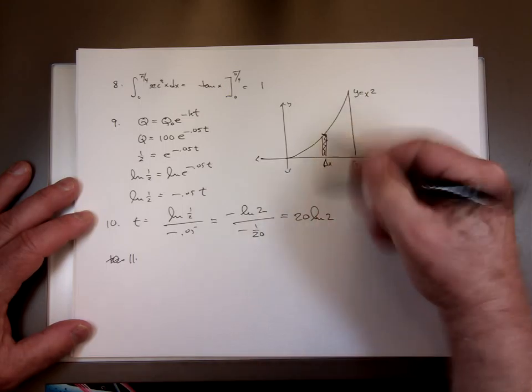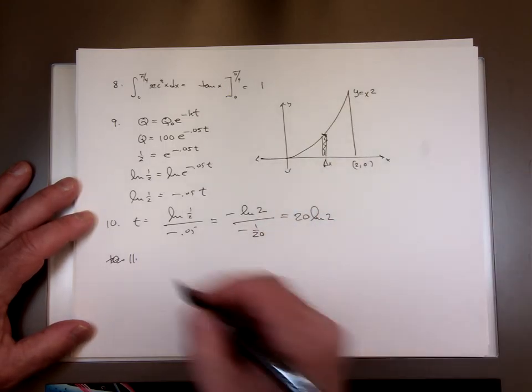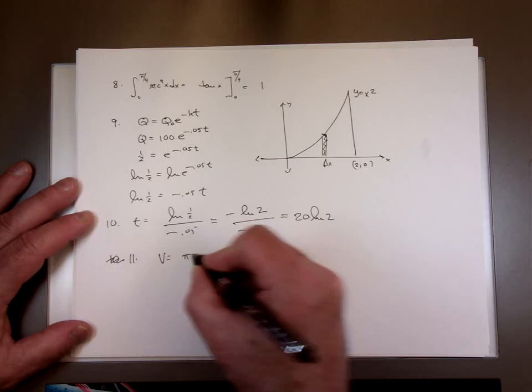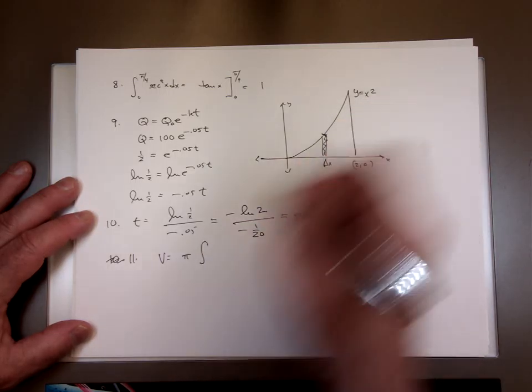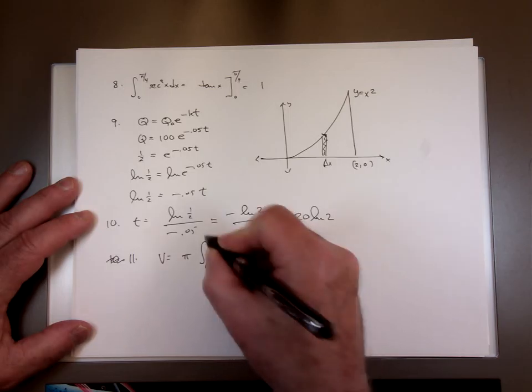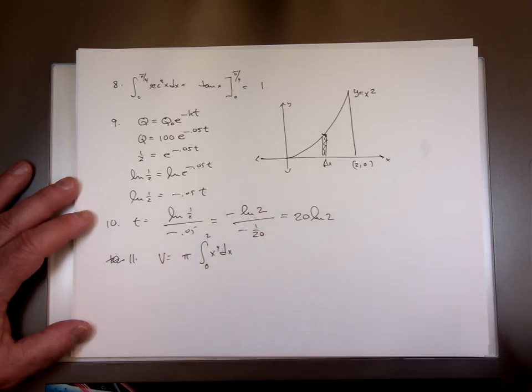If you take this rectangle around the x-axis, you're going to get a disk. The volume is going to be pi R squared. R is this distance. It's x squared squared, so it's x to the 4th.